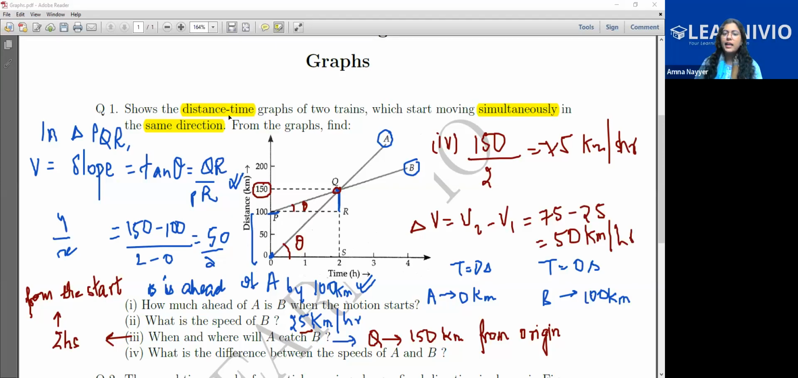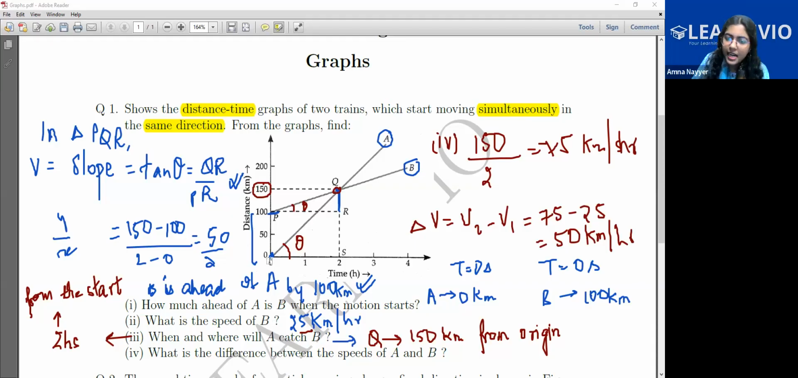It said that a distance versus time graph was given. This is a very important question. It will cover a lot of aspects. Distance versus time graph was given to us. Two quantities were given. You have to read the graph. How much ahead of A is B when the motion starts?